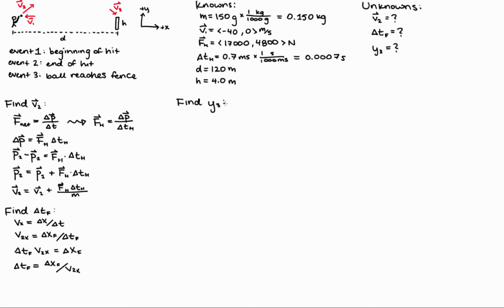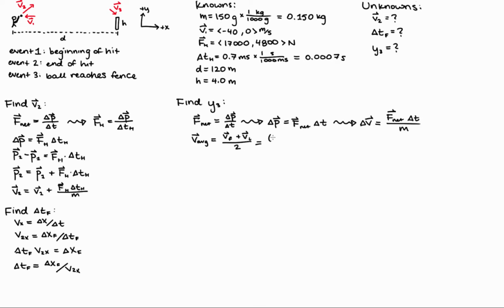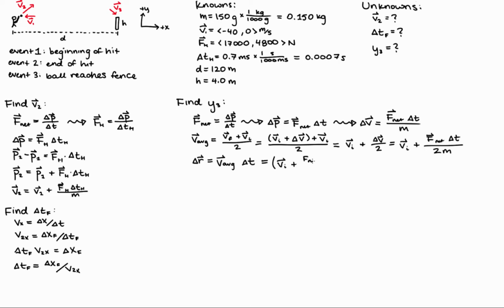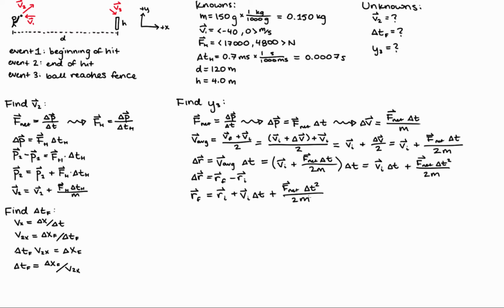We will now find Y3, the height of the baseball when it reaches the fence. To find this quantity, we will use the derivation of the change in position from the momentum principle under constant force. For more details on this derivation, see page 61 of the 4th edition of Matter and Interactions.